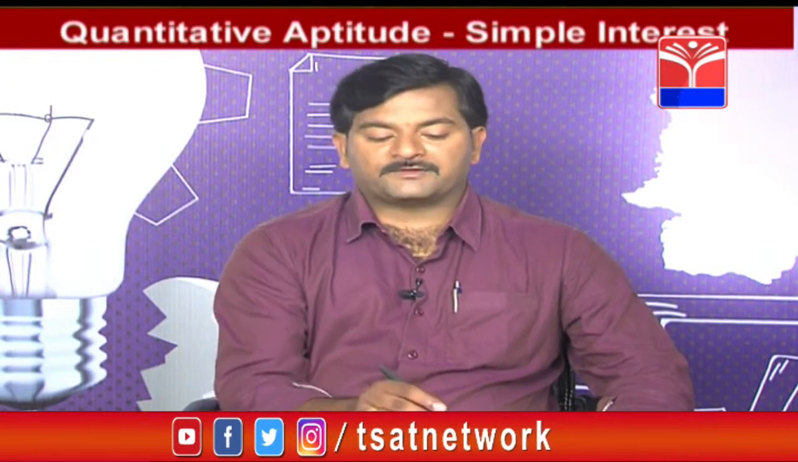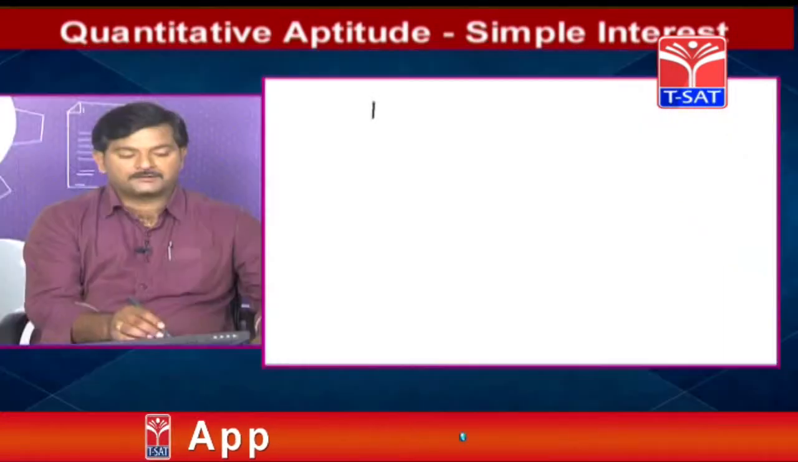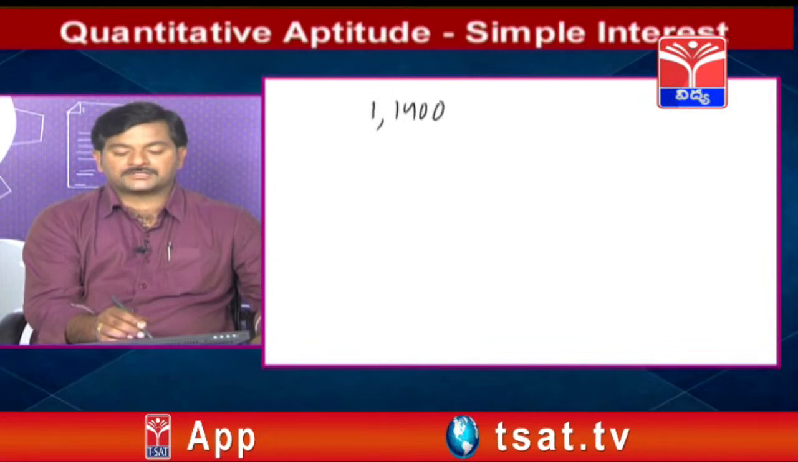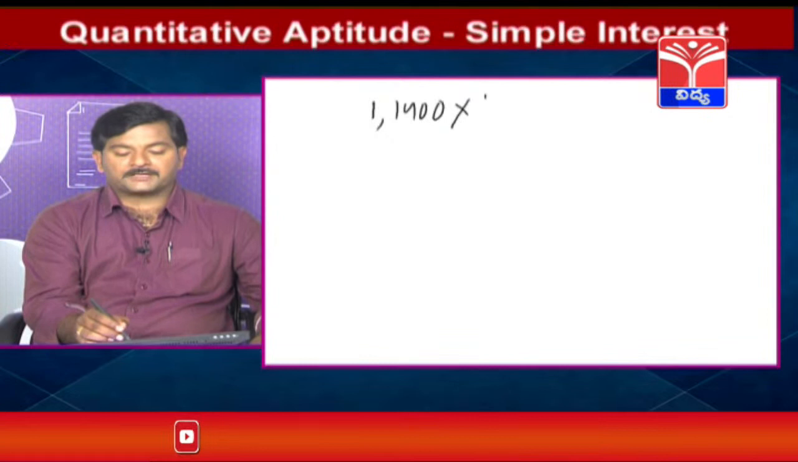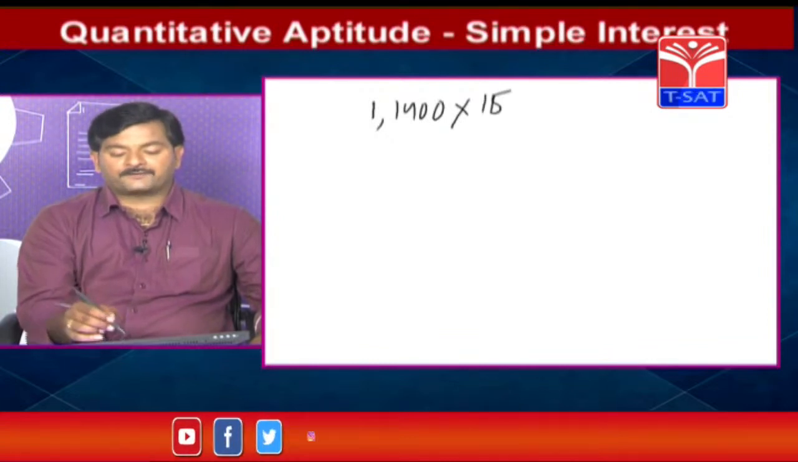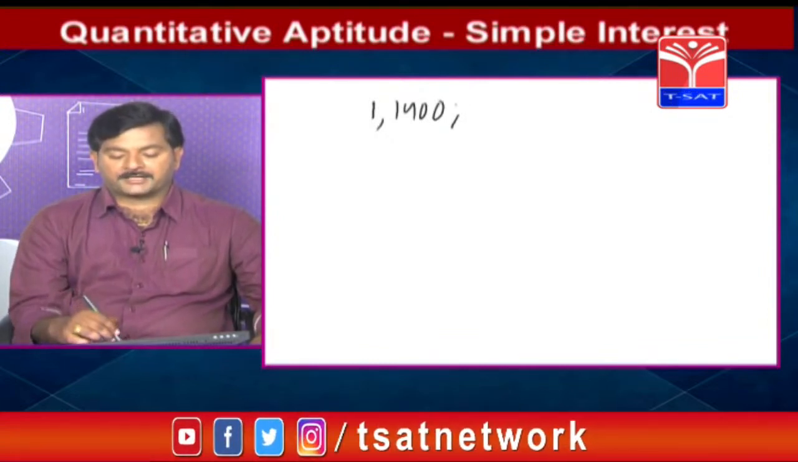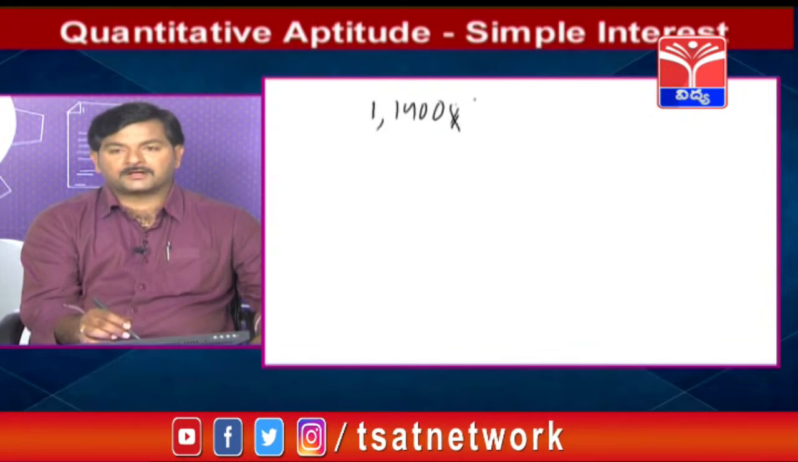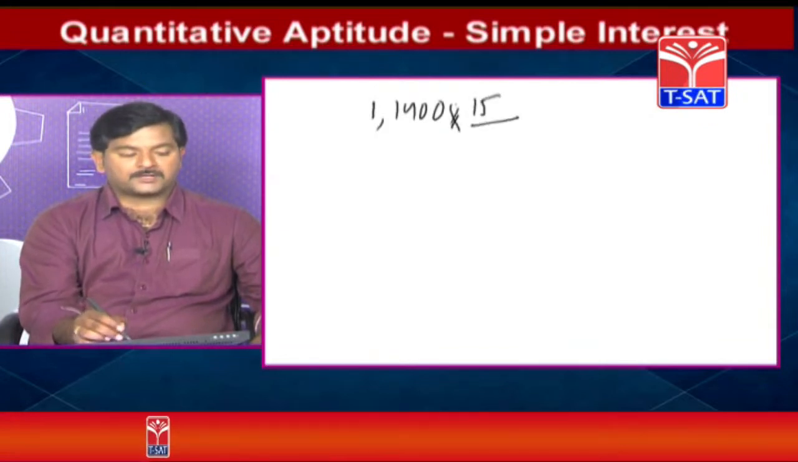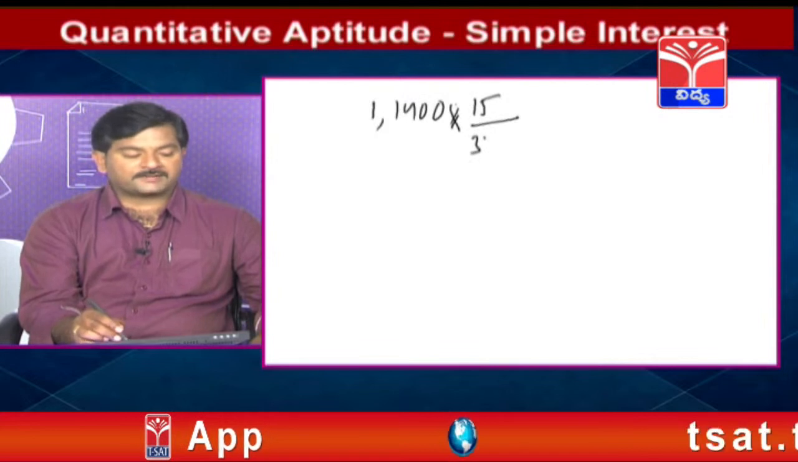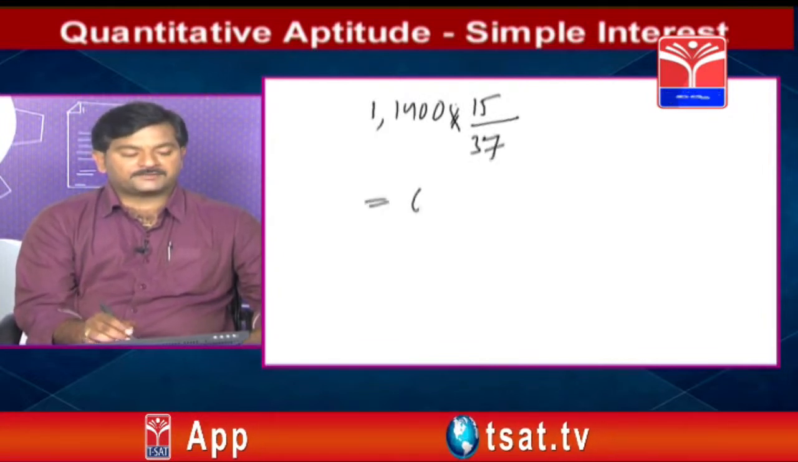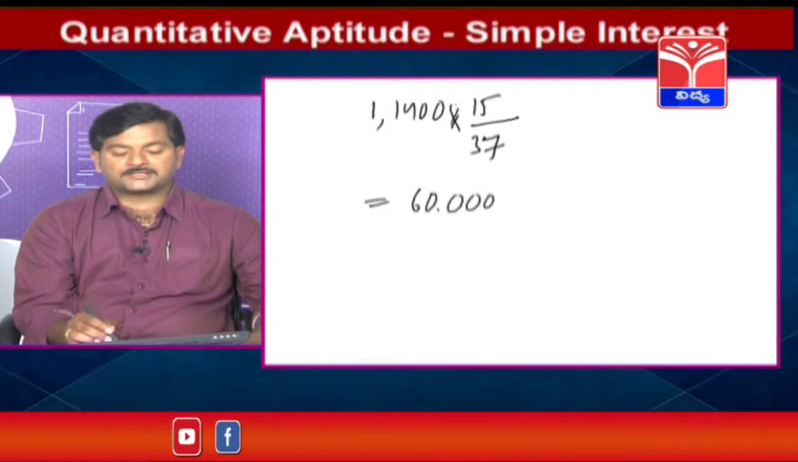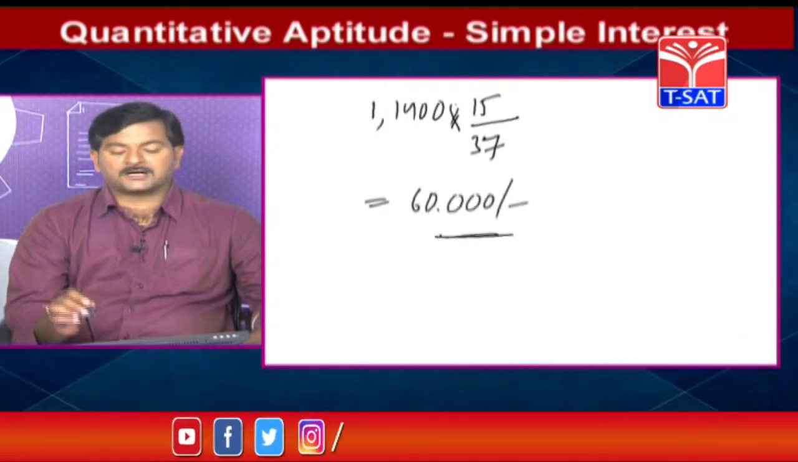It's very clear. We know the total amount. The total amount is already known, it is equal to 1,48,000, as I told you just now. And how much is the first part? 15 parts out of a total of 37 parts. After simplification, what I am getting is 60,000 rupees. Hence this is the answer.